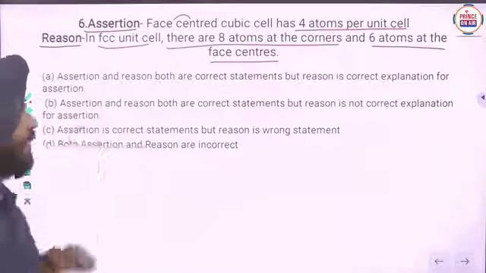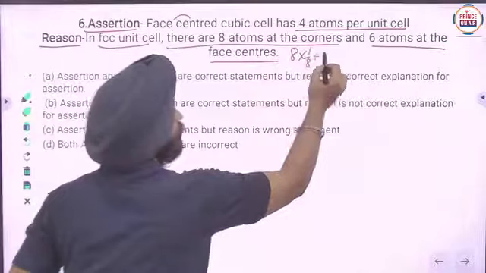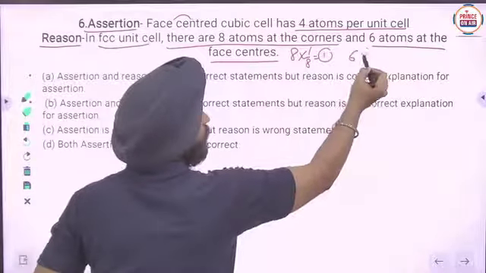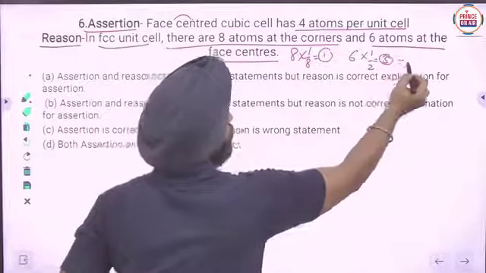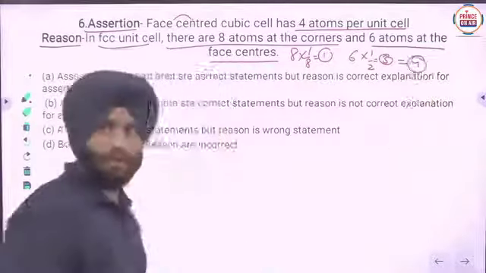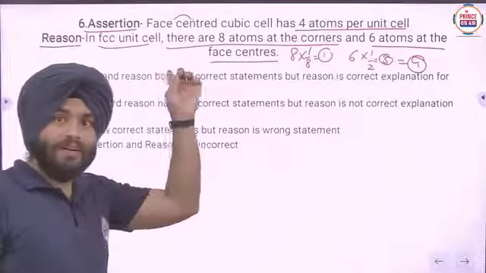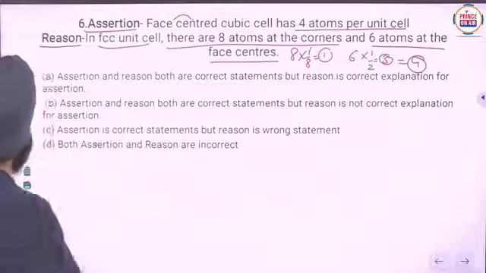See, if 8 atoms are at corners, their contribution is 1 by 8, so 1 atom will come. 6 atoms are at the face centers and their contribution is 1 by 2, so 3 atoms will come. The total will be 4. So the reason is related to the assertion here, and option A will be the right one here.